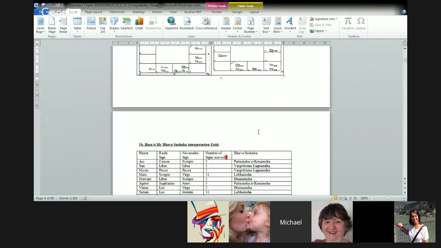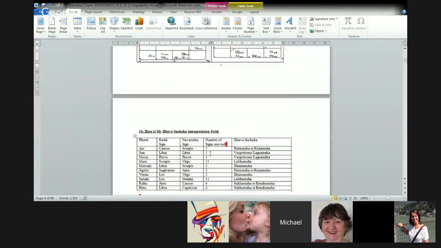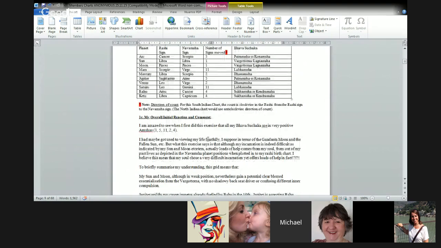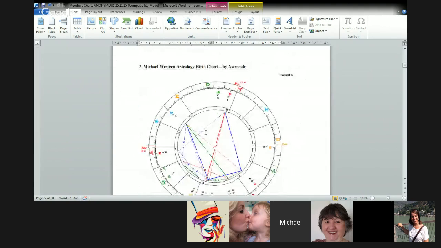So looking at it in mind, the techniques are called Bhava Sushaka, by the way. So my ascendant moves 5 signs, 1, 2, 3, 4, 5. So there is my Navamsha ascendant in Scorpio, and it's moved 5 signs. And so 5 is seen as quite a creative number.